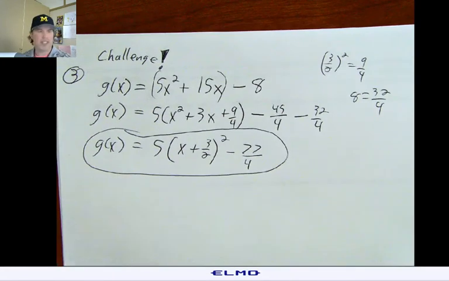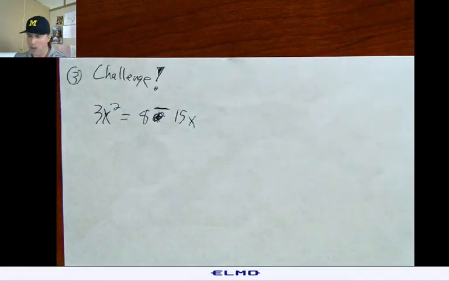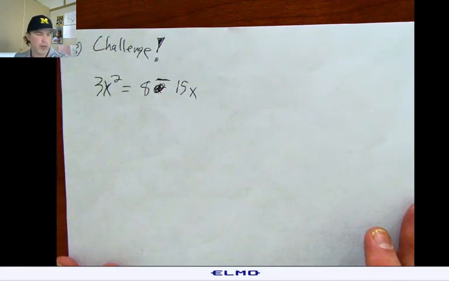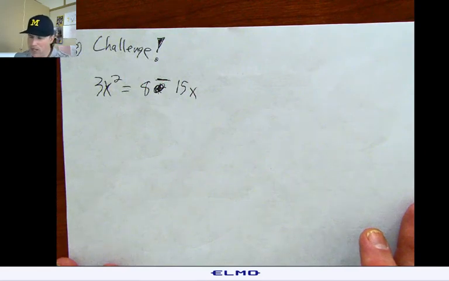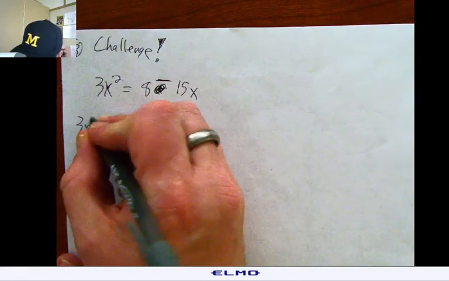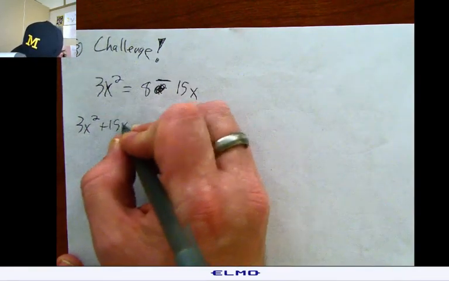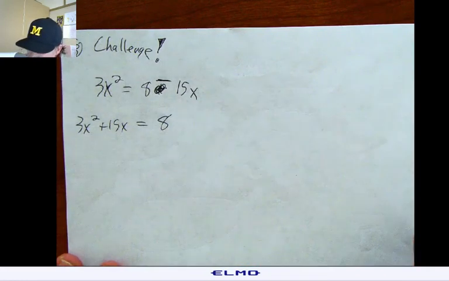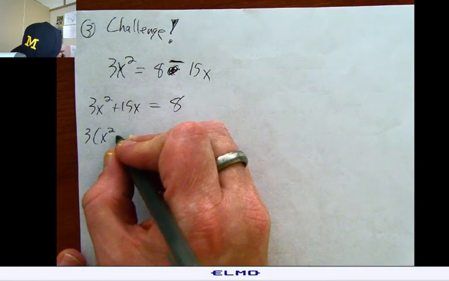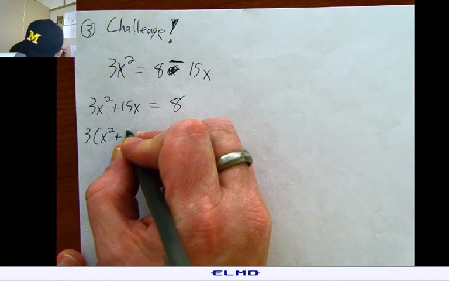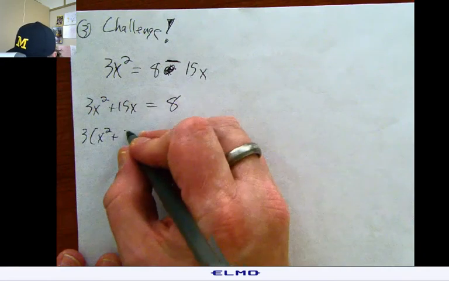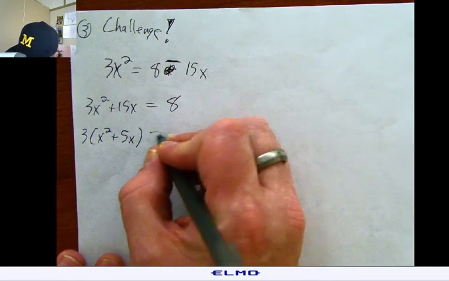And then the last challenge problem, a solve for x problem that looks like this. And I'm noticing it's actually very similar to the other challenge problem I have here. So first you want the x squared and the x on one side, so 3x squared plus 15x equals 8. Factor out the 3, so 3 times x squared plus, no, it's different. I thought it was the same as the last problem. It's different. Factor out the 3, you get a 5, so x squared plus 5x equals 8.